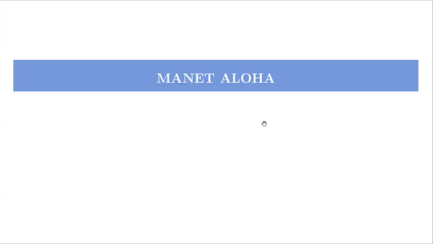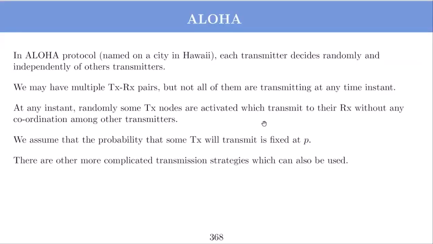So now let us discuss a variant of MANET, which is known as MANET Aloha. So Aloha protocol is named after a city in Hawaii. It's a very simple protocol, which just means that each transmitter decides randomly and independently of other transmitters when it wants to transmit. Okay. So normally what happens if the density of a network is significantly high, then if every transmitter transmits, there will be so much interference that no receiver will get any data.